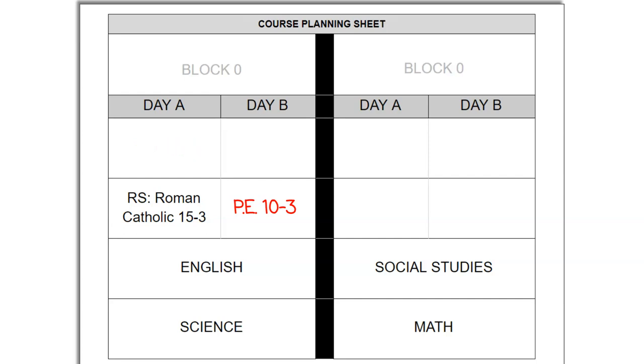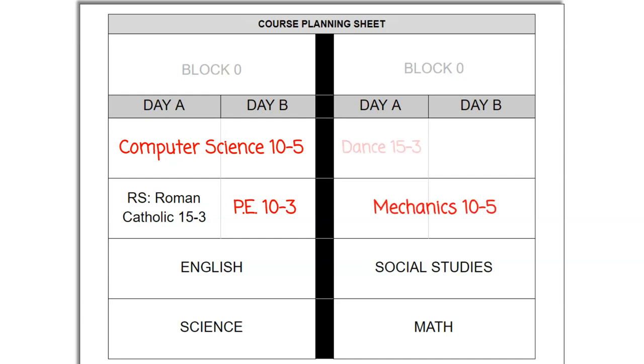If it is a 5-credit course, you will need to add it to a 5-credit block and will be taken every day for 1 semester. Continue to do this until the course planning sheet is full, excluding Block 0. All grade 10 students should have a full timetable with no spaces or spares.